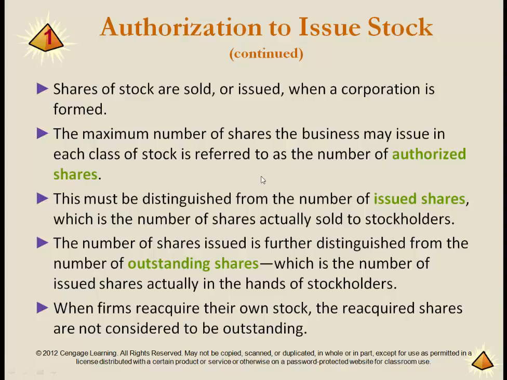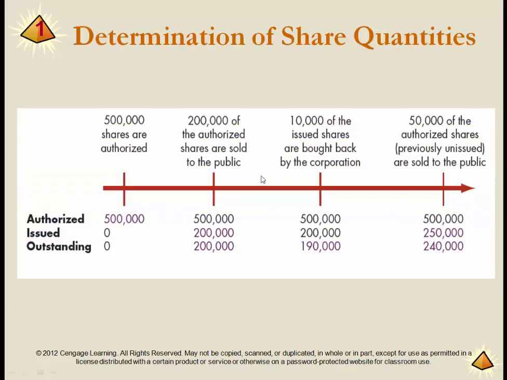And typically they're going to be treasury stock. So how do you determine this? Let's start from the left and work our way to the right. In the Articles of Incorporation, this particular organization was authorized to sell 500,000 shares of stock. What they did is they ended up issuing 200,000 of those 500,000 shares. In the next period, or the next slide, they actually bought back 10,000 of those shares.